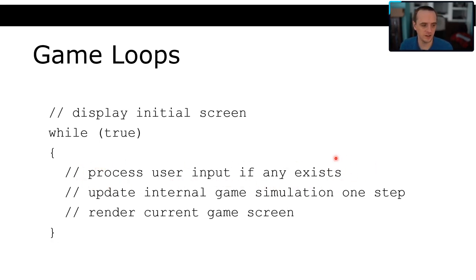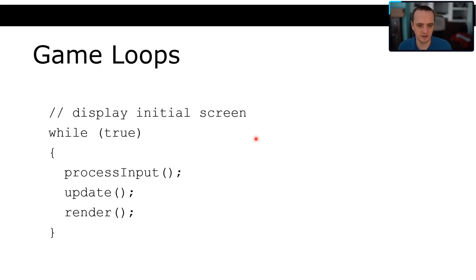So if any input exists, we're going to update the internal game simulation based on that. If no user input exists, then we're still going to update the simulation. And then what we do is we render the current game screen, okay? So this is the basic structure of any game main loop. And if we make this sort of functional, then what we're going to do is render the screen once, display it somehow. And then while true, we're going to process the input, do an update, and then do a render, okay?